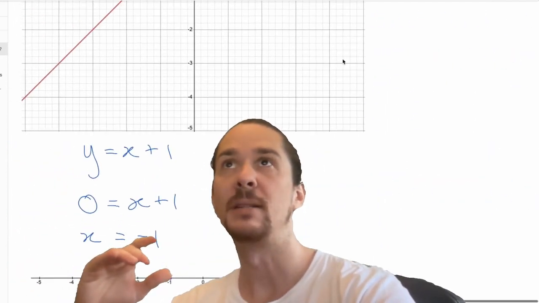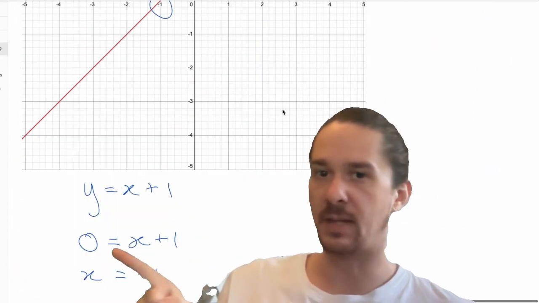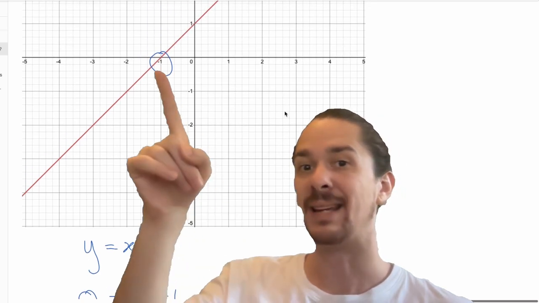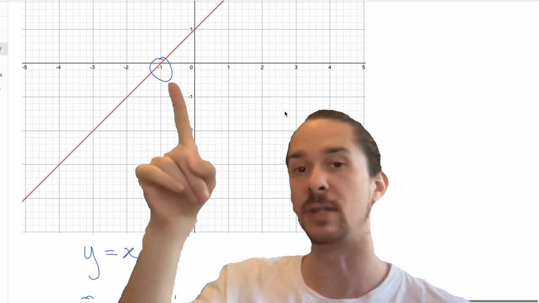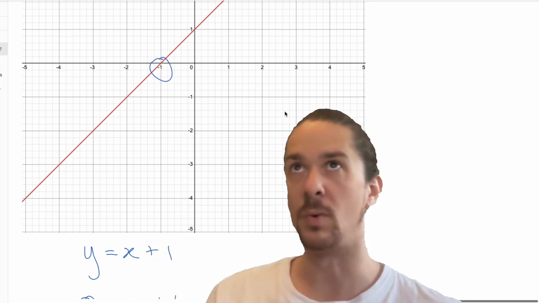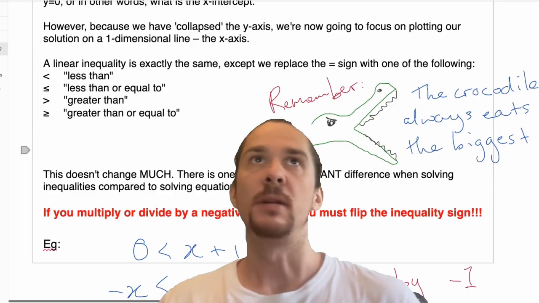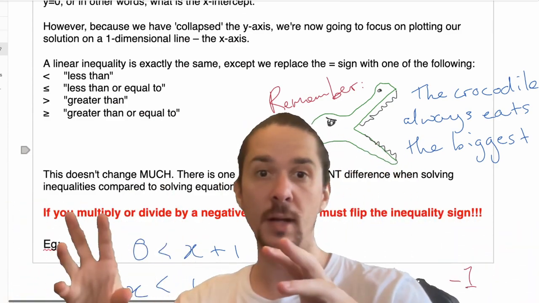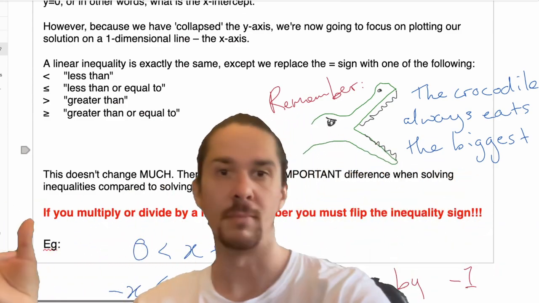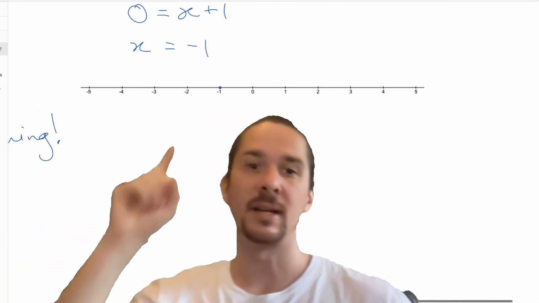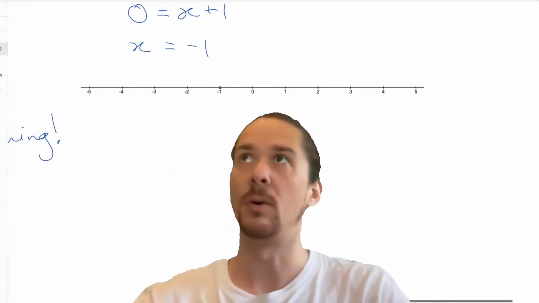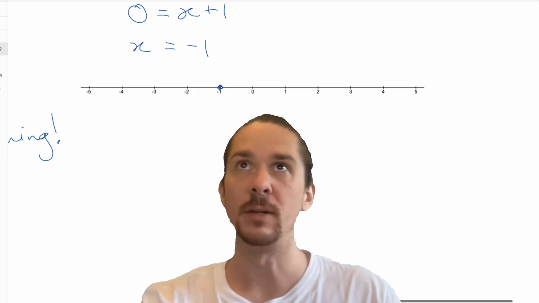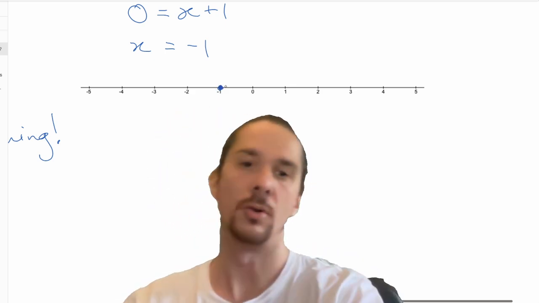So coming back to this example here, if we set y to be 0 and we solve the equation, we get x equals negative 1. That's telling us what is the x-intercept of the line. Where does it cross the x-axis? Because we've sort of collapsed the y-axis, we're going to focus on plotting our solution on a one-dimensional line, which we call the x-axis. And so our solution x equals negative 1 is going to be shown with a dot right here. In fact, that dot is a little bit small and hard to see. Let me make it a little bigger. So that's how we would show the solution to this.